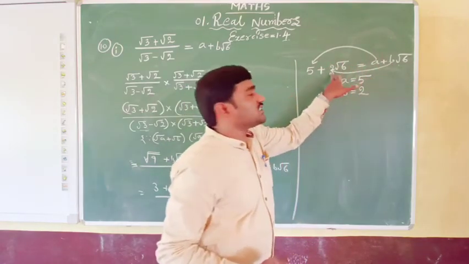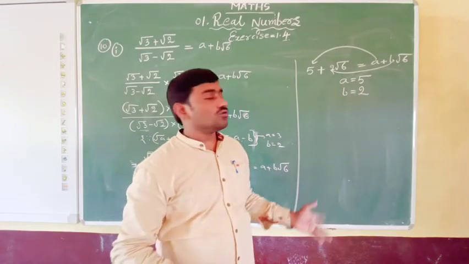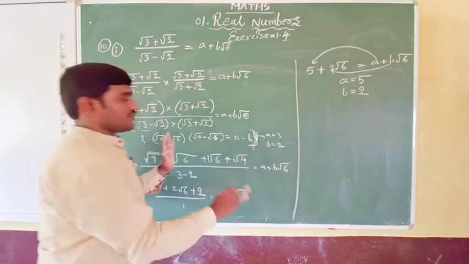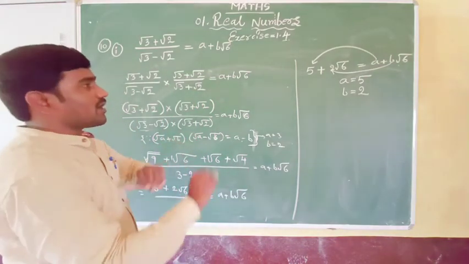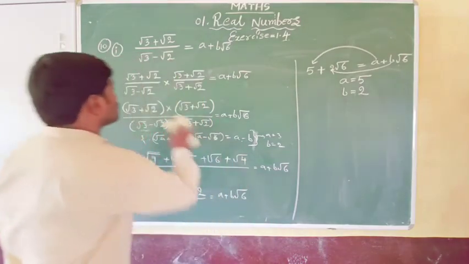At the place of b, there is a 2. So the a value and b value, we got it as 5 comma 2. A value is 5, b value is 2. So in this way we can do it. Very simple it is. So next problem also in the same method, let us try to do it.